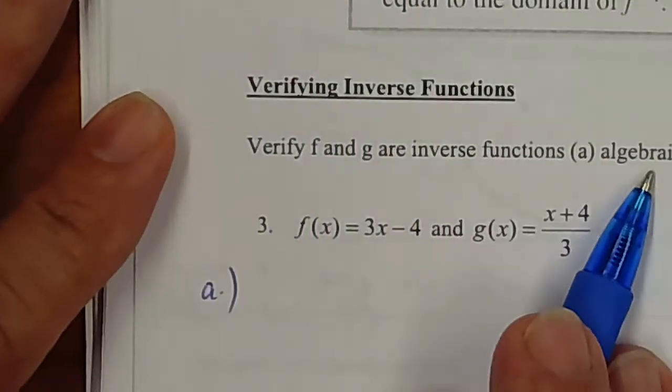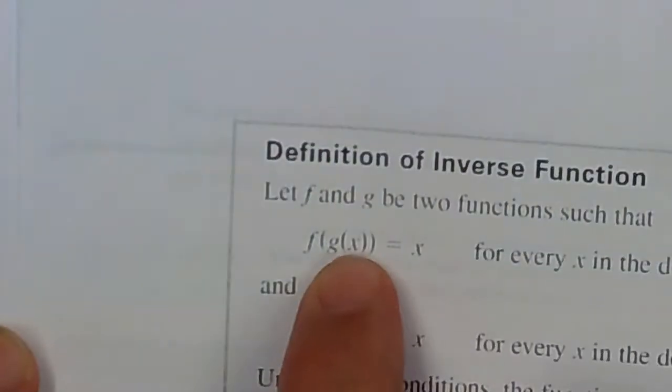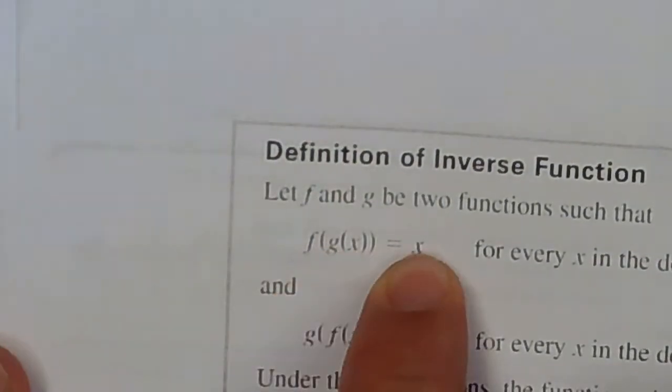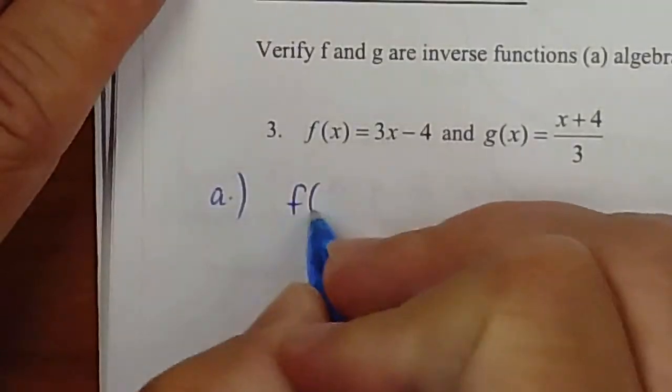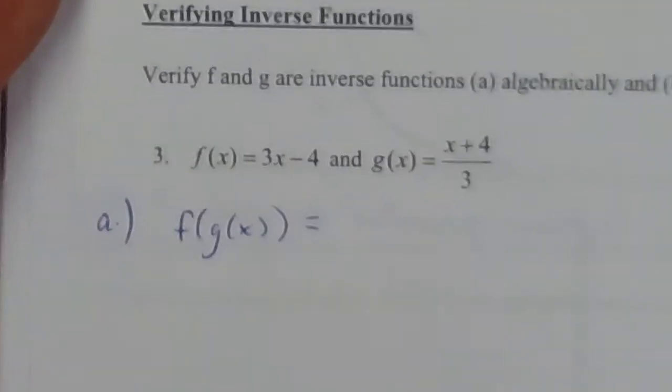Okay, so the algebraic part of this, here's what we're going to do. We're going to do just this. We're going to check that g can go into f and we can simplify to x. And then the other direction as well. Just start one at a time.